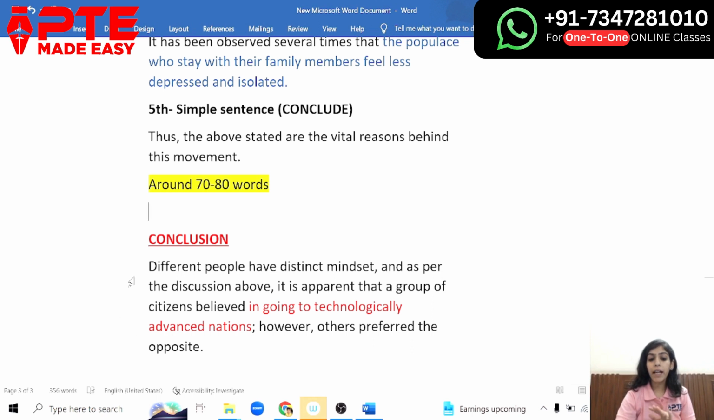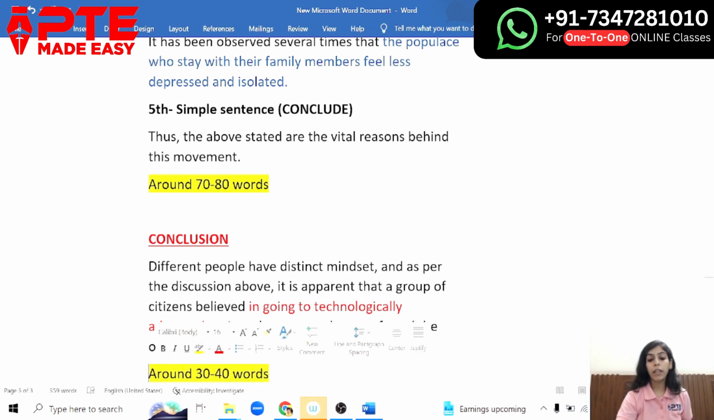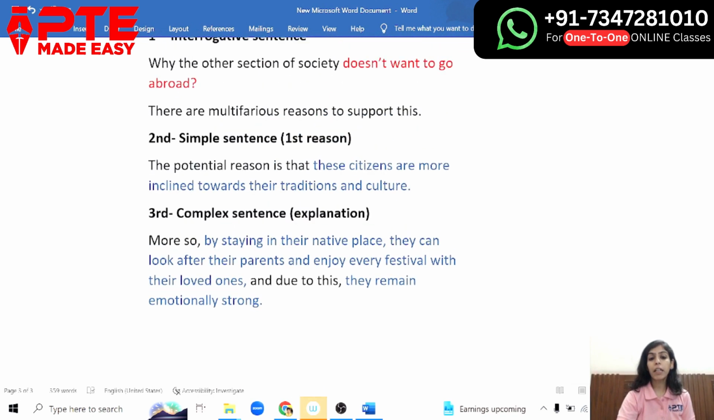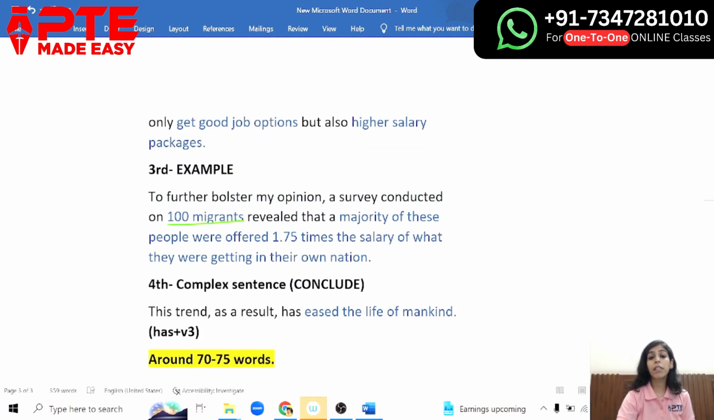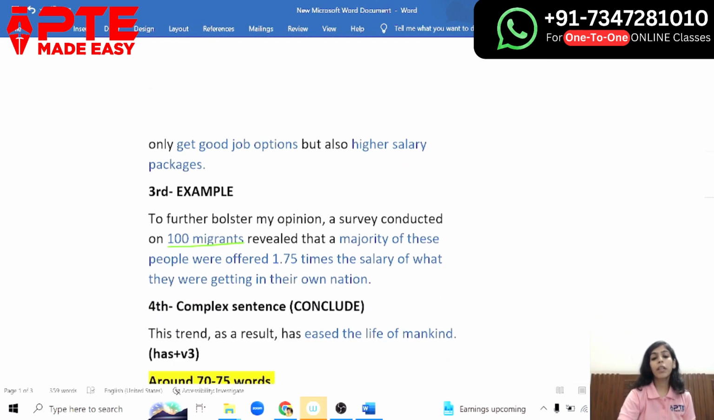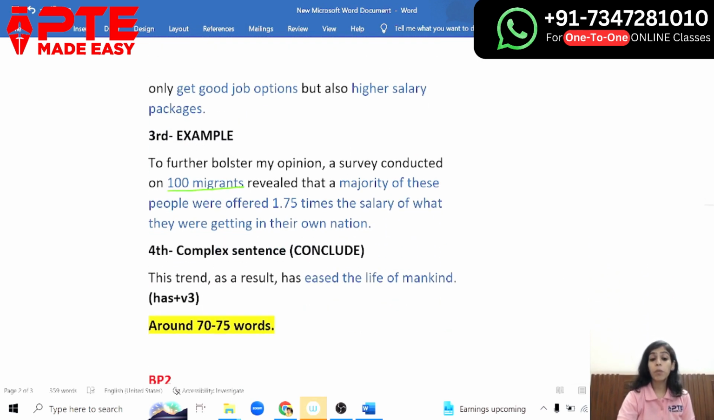So you can simply write the same in the conclusion, and the conclusion will be around 30 to 40 words. If you add it up, you'll find that the total number of words comes to somewhere around 250, and 250 words are more than enough. Even if we calculate 80 plus 80, 160, 160 plus 50, 210, plus 30 to 40 words, 250 words, more than enough.